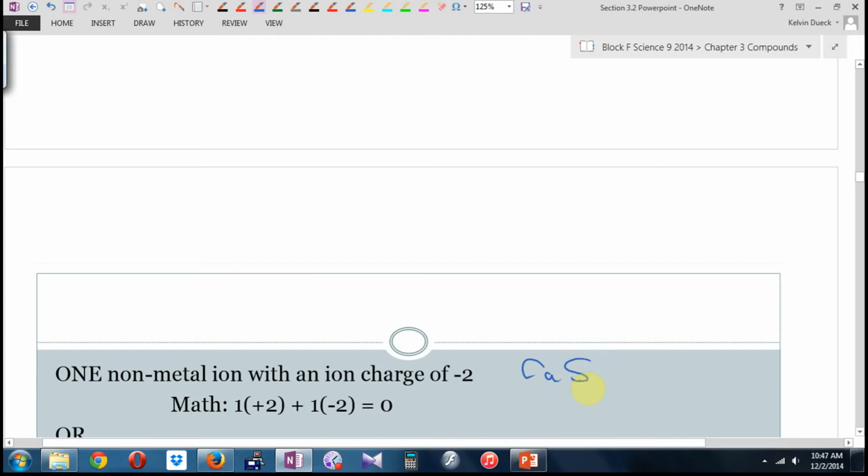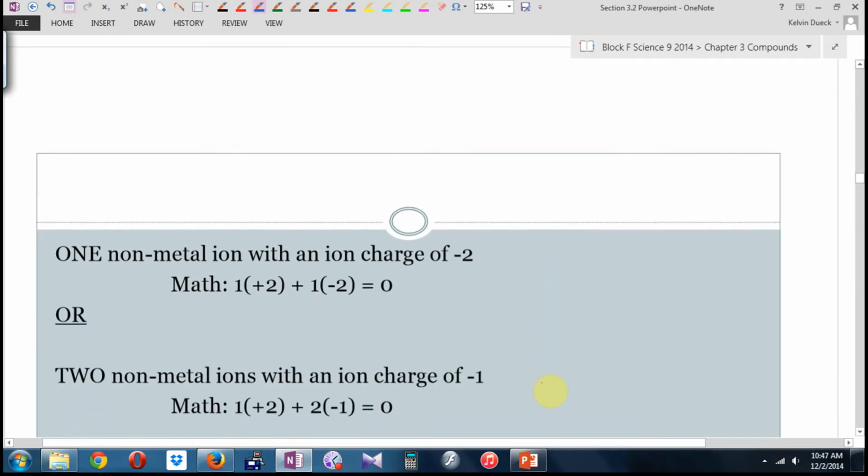Calcium, what's right below sulfide? Calcium selenide, CaSe. All of these would form in a nice 1-to-1 relationship because you've got 2+ and 2-. Or, if you have 2+, calcium can also form with 2 nonmetal ions of -1. The math there is 1 times +2 plus 2 times -1.